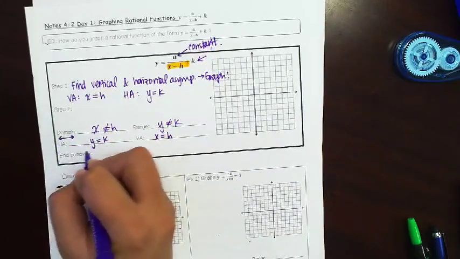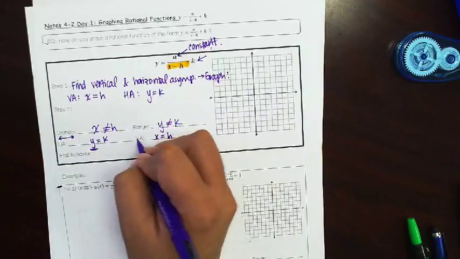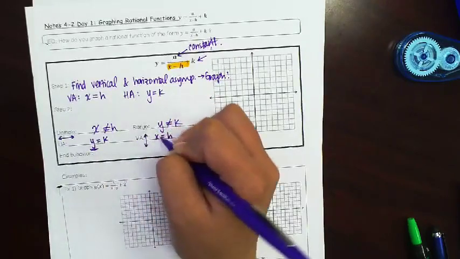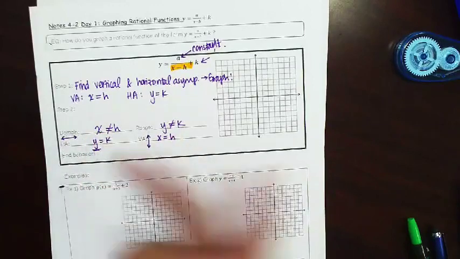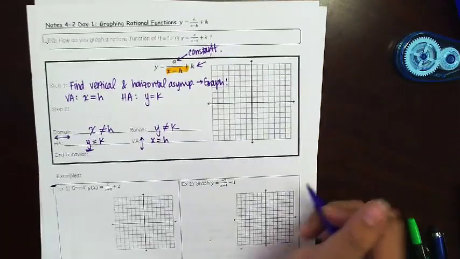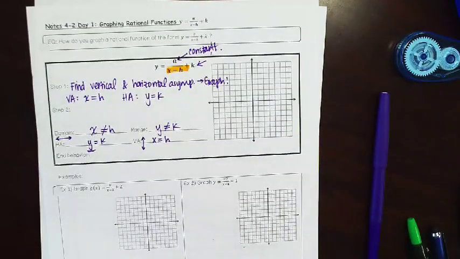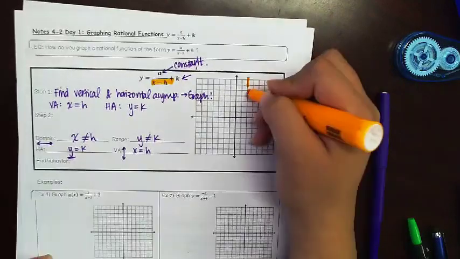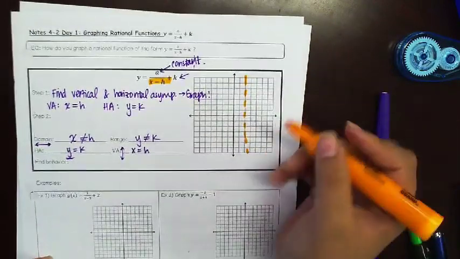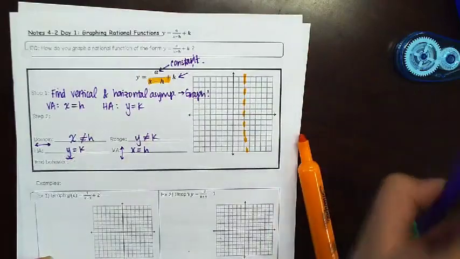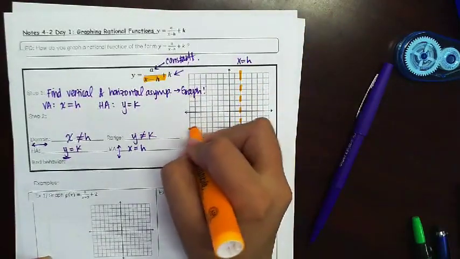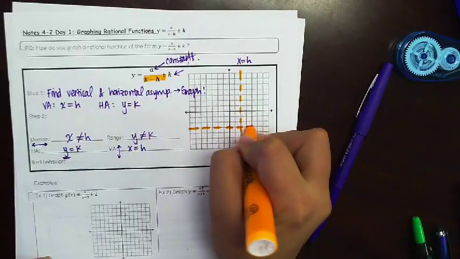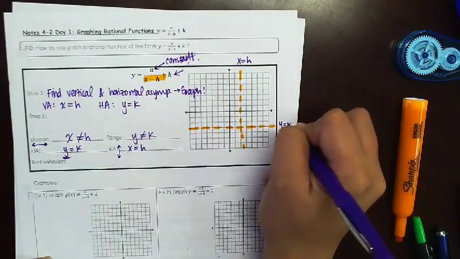And remember, horizontal asymptote means a horizontal line, and horizontal lines come from y equals. Vertical asymptotes come from vertical lines, and vertical lines touch the x-axis, so it's got to be x equals. I wish I would have switched them. I'm sorry. Okay, so as soon as we find our asymptotes, we go ahead and graph them. So let's assume that this is x equals h, and that k is way down here. Y equals k. I'm just making it up.